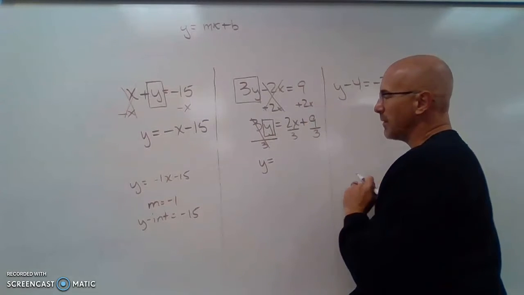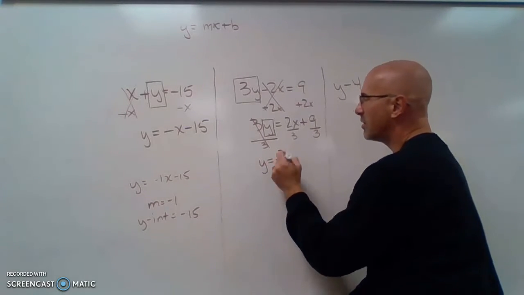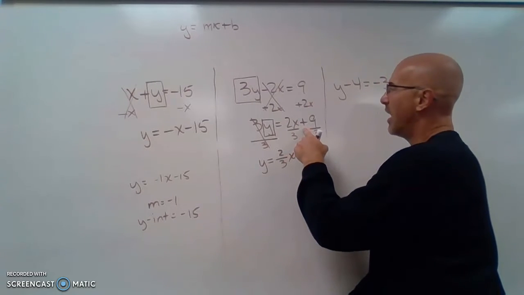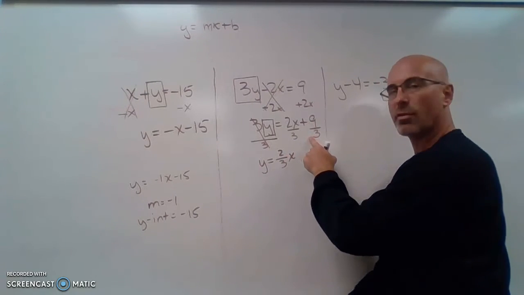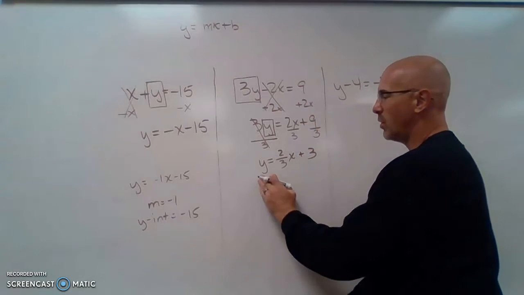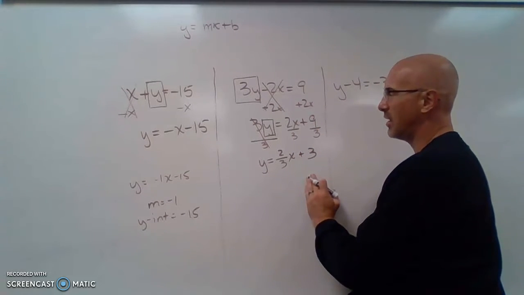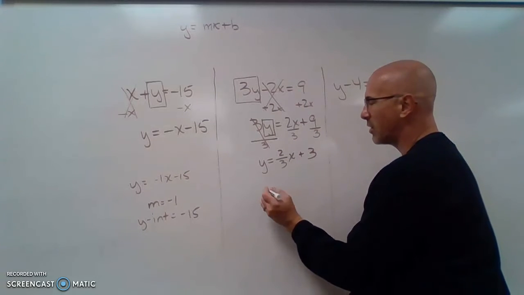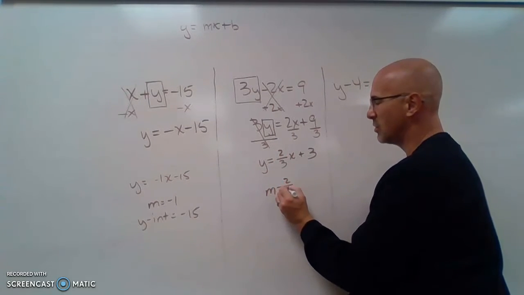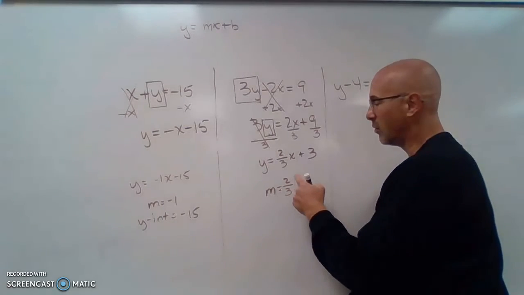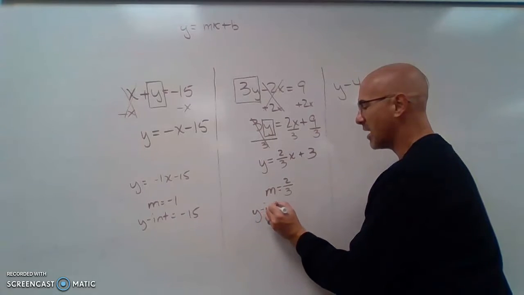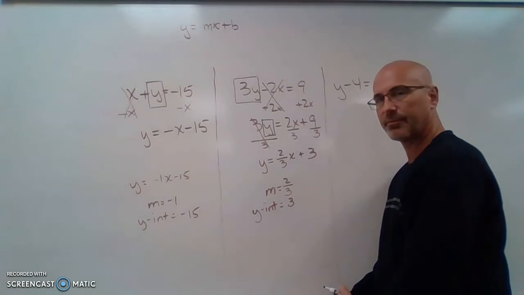2x over 3, the 2 and the 3 form a fraction, 2/3 x. And then plus 9 over 3. This is division. 9 divided by 3 is 3. We now have an equation in slope-intercept form. Our slope is the coefficient of x, which is 2/3. Rise over run, y over x, however you want to look at it. And then our y-intercept is at 3.